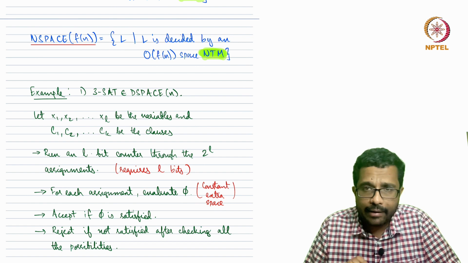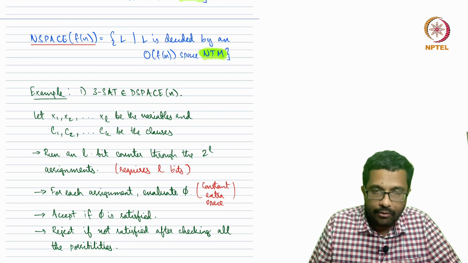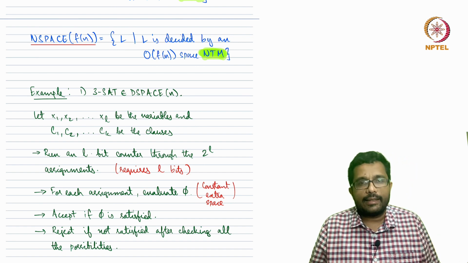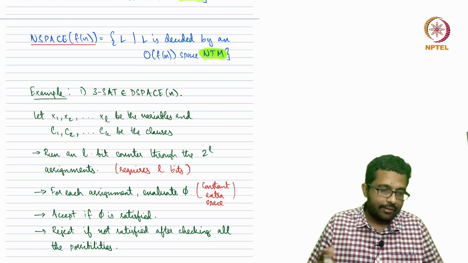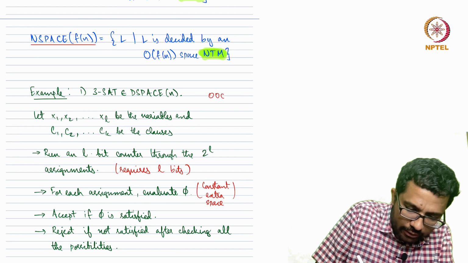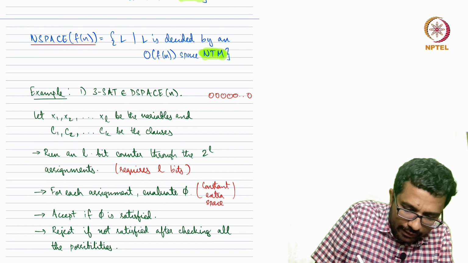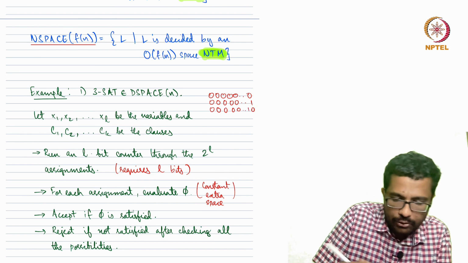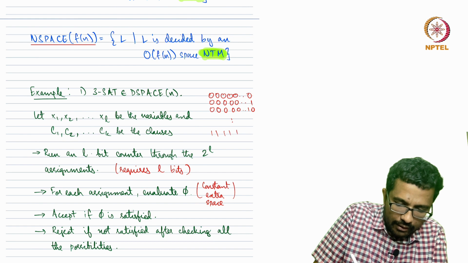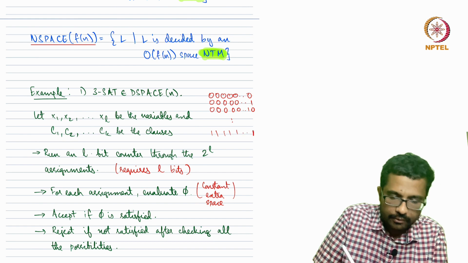So the algorithm is fairly straightforward, something that we have already seen. Basically we just try all the 2 to the power n assignments. You could have a counter something like this. Initially it is all zeros, then it counts up, then it keeps counting up, and so on, and finally you reach all ones, and this counter corresponds to the assignments.